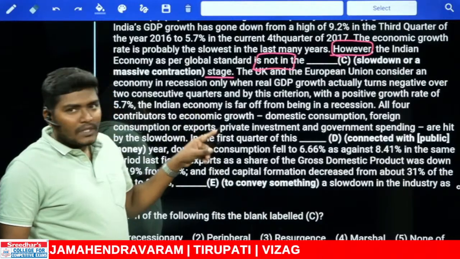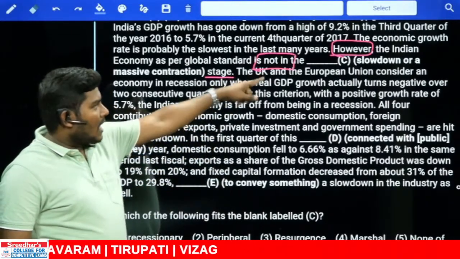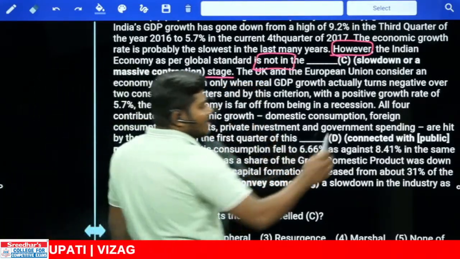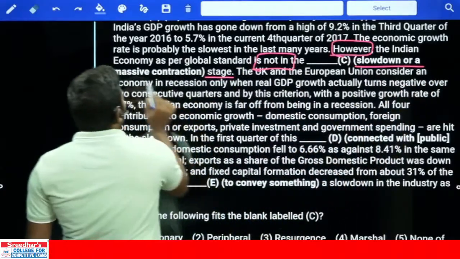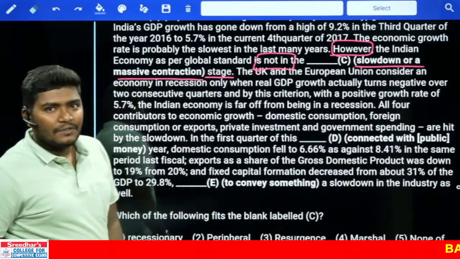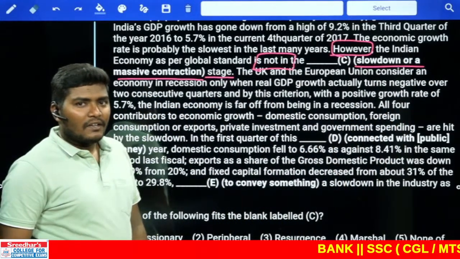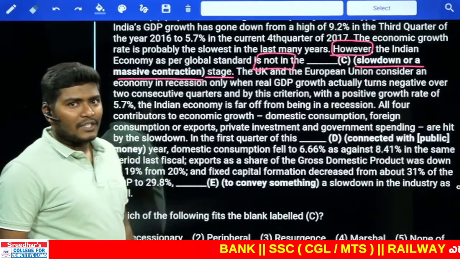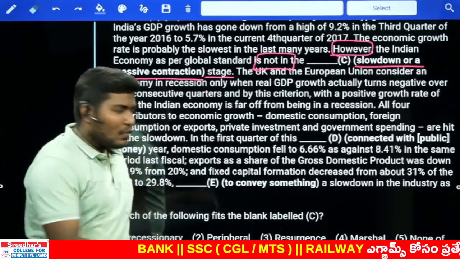We need some word which is negative. Again, stage is a noun, and in the blank we need an adjective. That adjective should give the meaning of slowdown or massive contraction. Okay, clear? Slowdown or massive contraction. Slowdown is nothing but something completely going down.